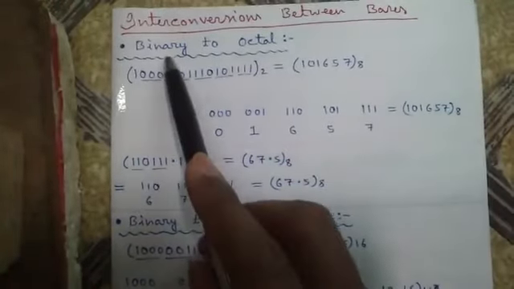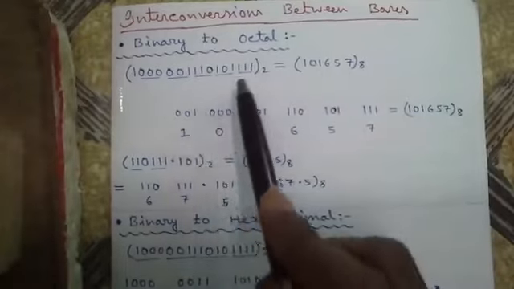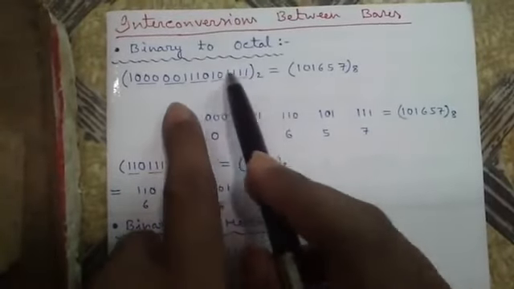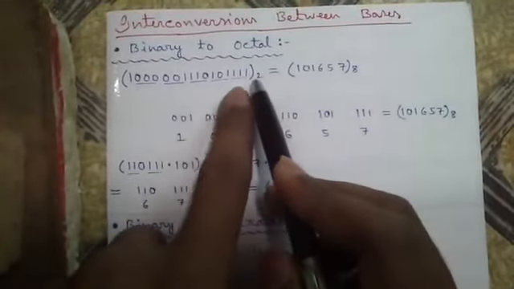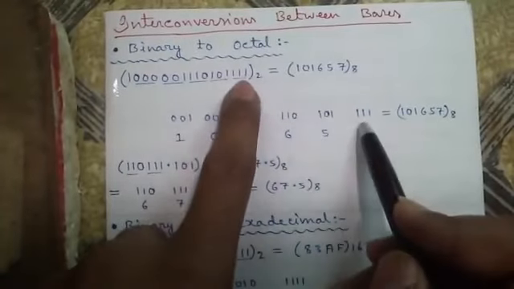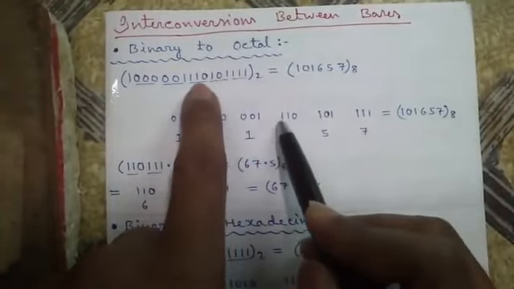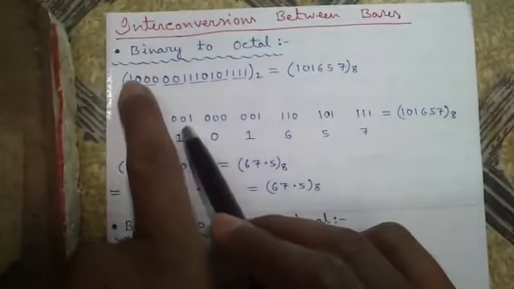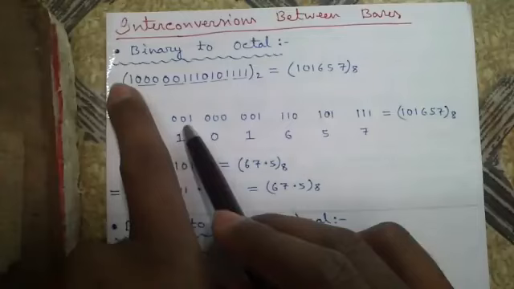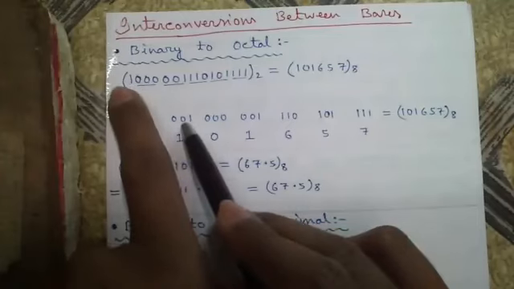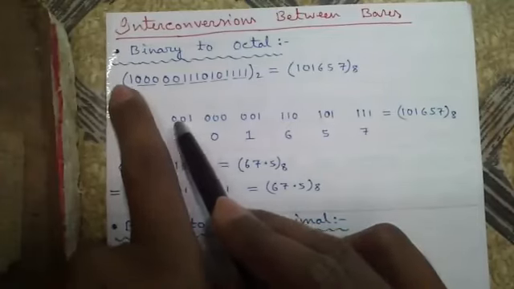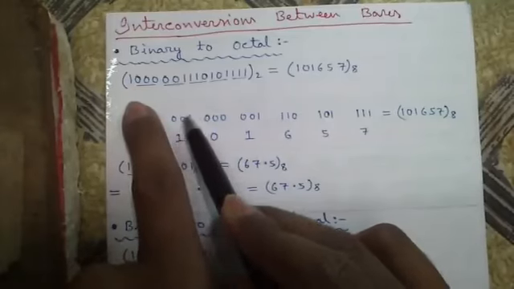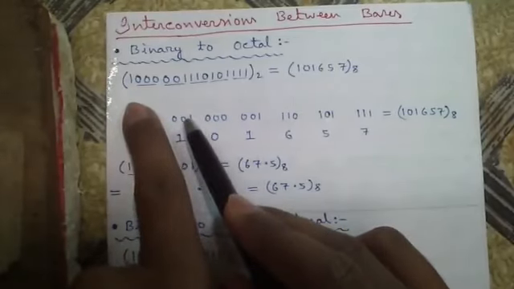I will convert from binary to octal directly without involving the decimal number system. For that, scan the number from right to left and group in groups of 3. So 111, 101, 110, 001, 000. And here a single one is there, but we need a 3-digit number. So we will add 2 zeros at the extreme left. So it becomes 001.